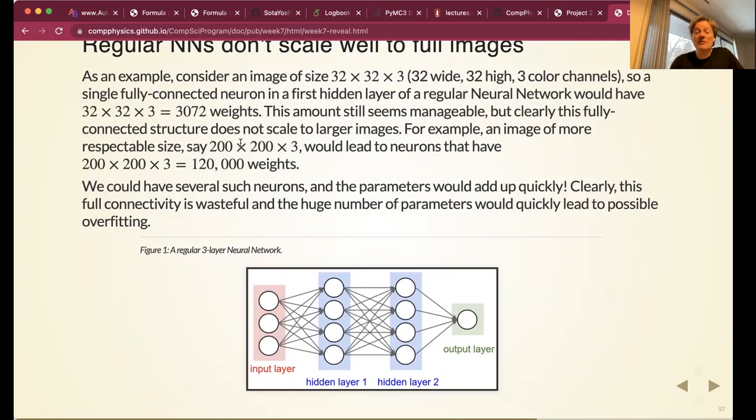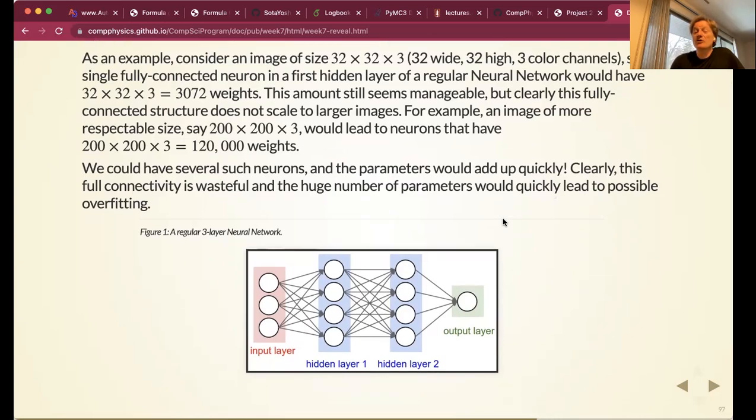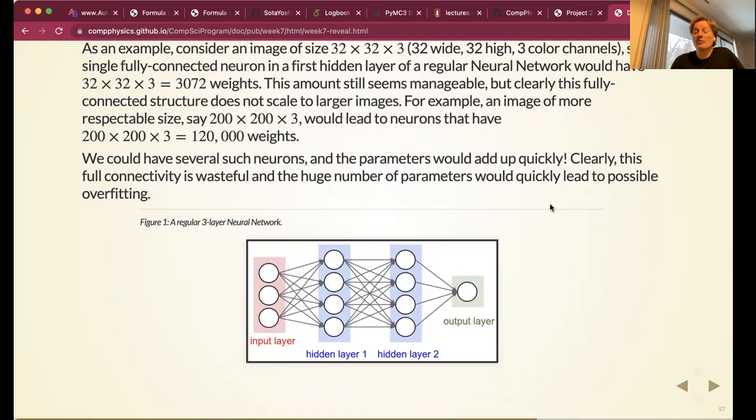So if you want something of a pretty high resolution, you could do 200 times 200 pixels, and that would give you something like 120,000 weights. And we could have several such neurons, and the parameters would add up quickly. So clearly this kind of full connectivity is wasteful, and the huge number of parameters would quickly lead to possible overfitting.